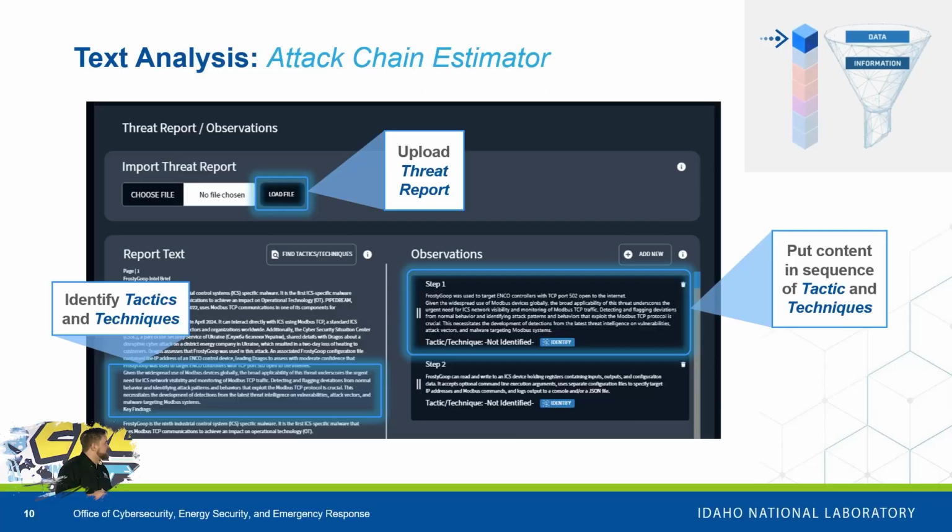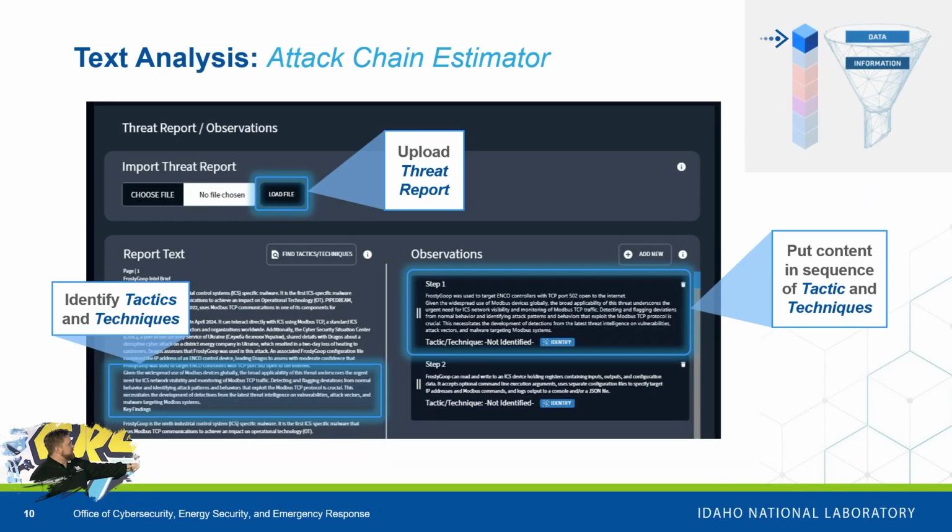So let's start with the text analysis. This is a tool called the Attack Chain Estimator. It specifically is where an analyst will upload a text file. They're going to read the Frosty Goop text file, and scan it and look for potential places where tactics and techniques, adversary behaviors are taking place. And you can see here the analyst has highlighted this, and they've put it as the first step in their attack sequence. This is helpful because you now understand the step-by-step behaviors that an adversary is potentially going to display in your environment. But this is not enough.